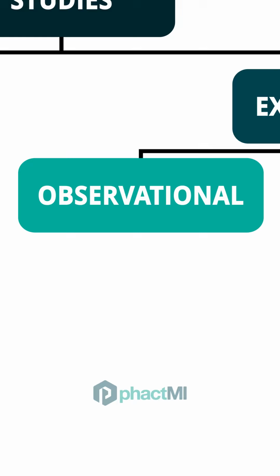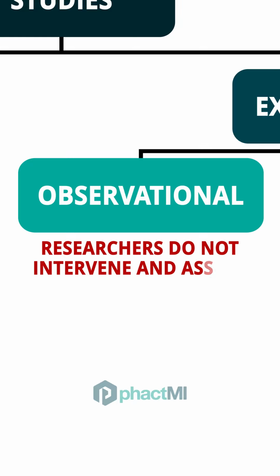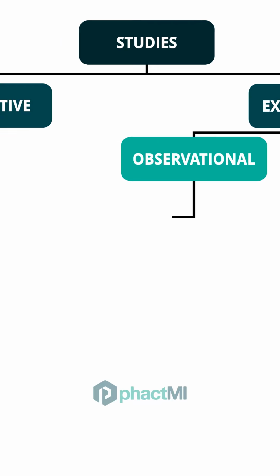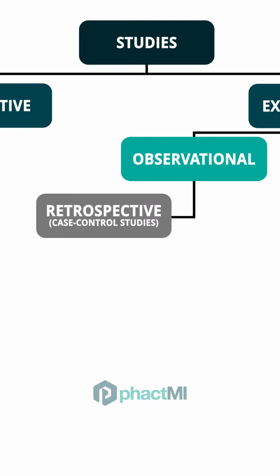In observational studies, researchers do not intervene in assigned treatments. They observe relationships between exposures and outcomes. Observational studies can be retrospective, looking backwards in time, starting from the outcome to examine past exposures. An example of this are case control studies, which compare patients with the condition, known as the cases, to those without, known as the controls, to identify risk factors and exposure history that might be linked to the condition.